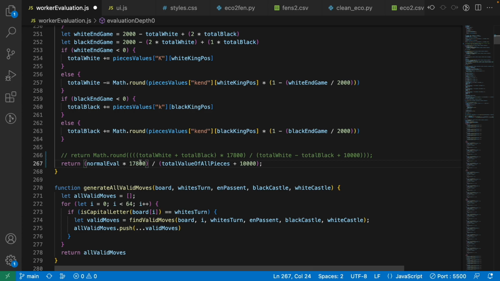Now if you look at it, we are essentially dividing the normal evaluation by the value of all the pieces. That means when there's fewer pieces, the evaluation will be worth more. And then these numbers here, let's say we didn't have that, this would be extremely harsh. Adding those numbers here makes it a bit softer. It kind of averages it out a bit, which is very useful for making it less harsh.